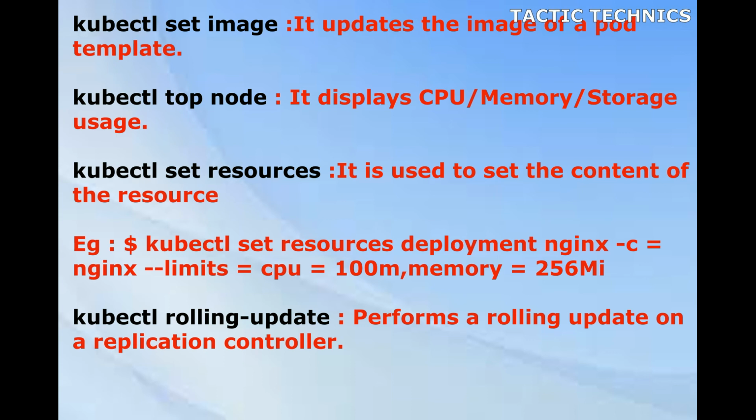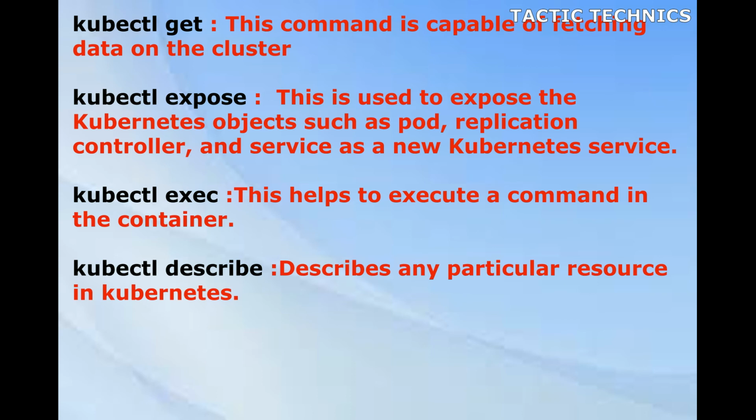Kubectl rolling-update performs a rolling update on a replication controller. Kubectl get, this command is capable of fetching data on the cluster. Kubectl expose, this is used to expose the Kubernetes objects such as pod, replication controller, and service as a new Kubernetes service. Kubectl exec helps to execute a command in the container. Kubectl describe describes any particular resource in Kubernetes.